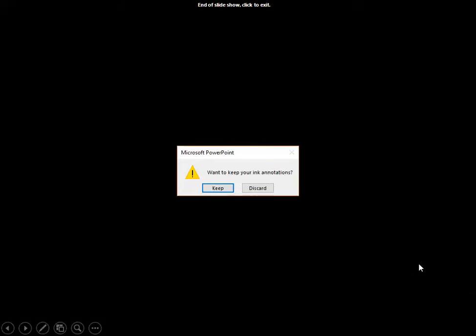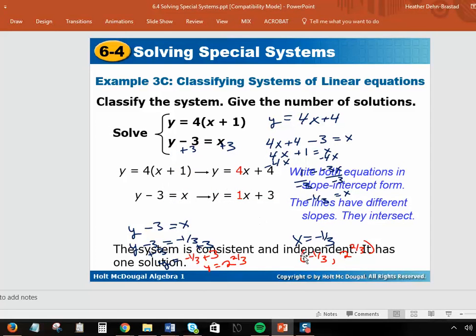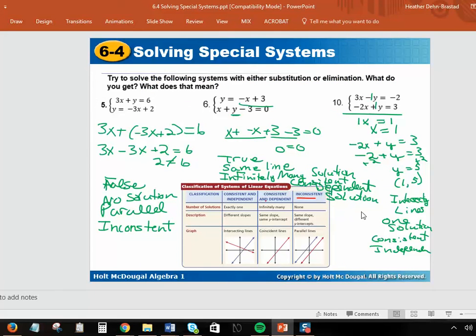So depending on what you get when you solve these, that will help you determine what kind of lines you have. And you'll also be able to tell what their classification is and how many solutions they will have.